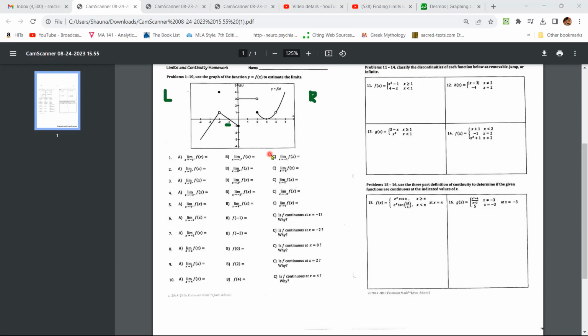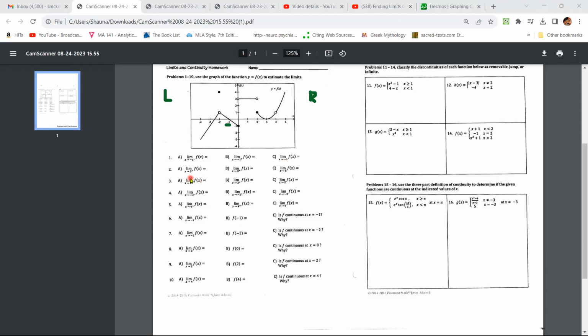So this limit, now see, the limit as x approaches -1 of f of x, because these limits in A and B match each other, this limit exists and it's 0. Okay?